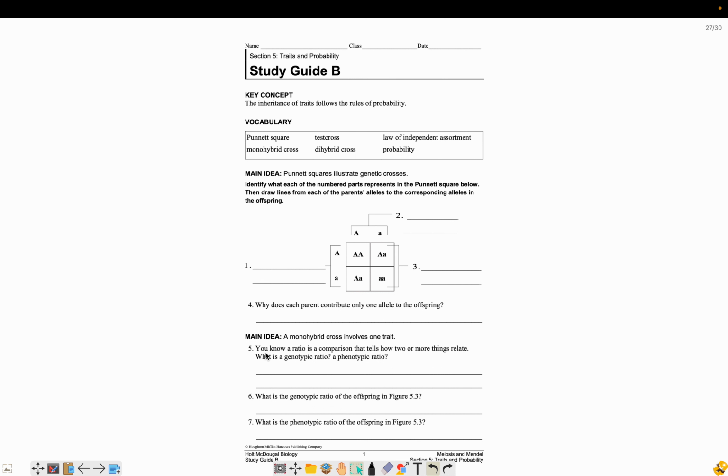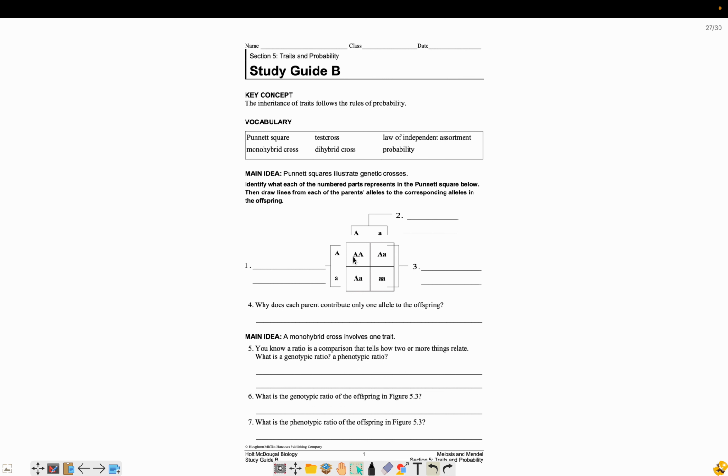So, a ratio is a comparison that tells you how two or more things relate. What is a genotypic ratio? What is a phenotypic ratio? All right. So with this one, you need to know that the genotypic ratio is this. It's the probable genotypes of the offspring. A phenotypic ratio is the probable physical traits of the offspring. Now, they're not always the same. Actually, they're rarely the same.